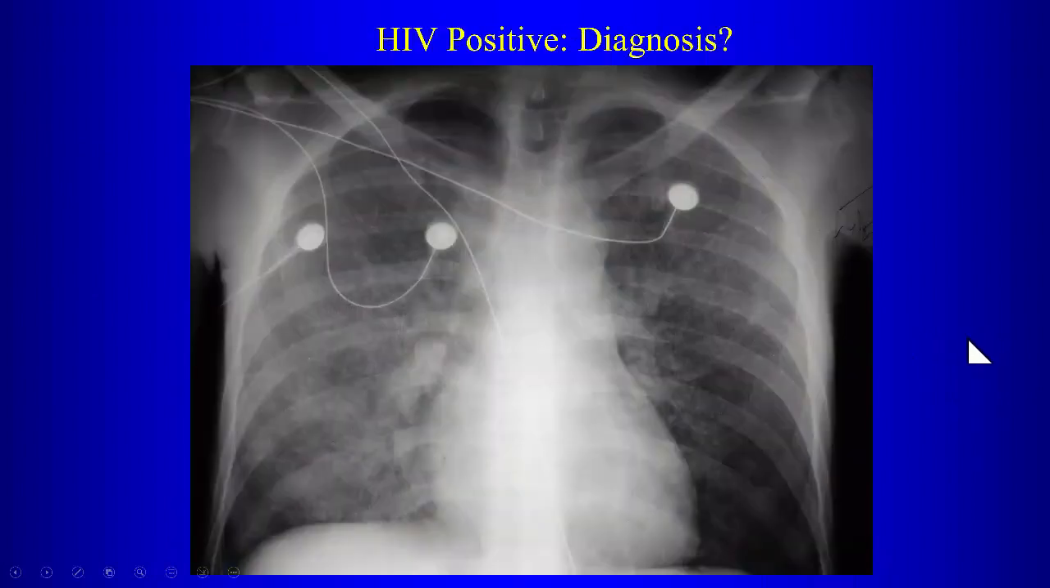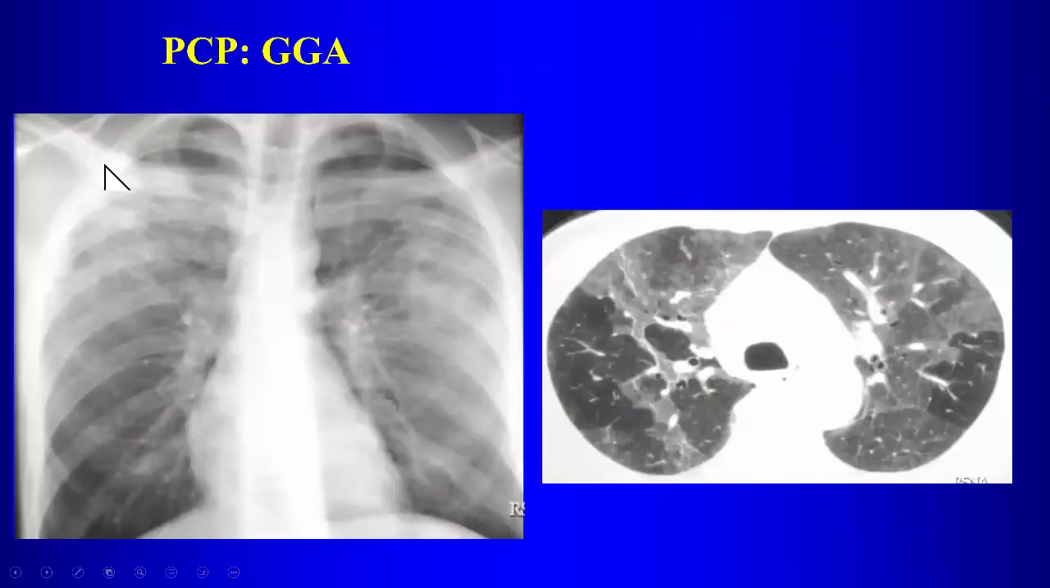Patient who's HIV positive, and what's abnormal on the chest radiograph? Yeah, so hazy opacities bilaterally, so somebody is concerned about pneumocystis, right? And the hallmark of that on CT is ground glass opacity. So if we have ground glass opacity consolidations, we worry about pneumocystis.